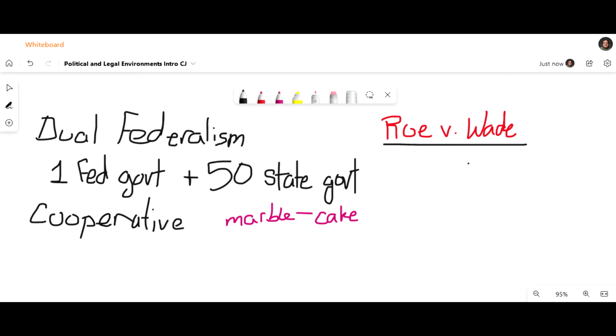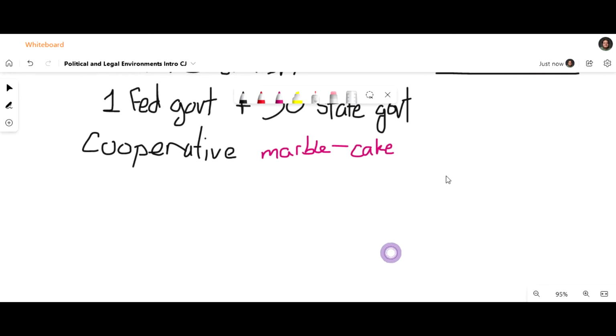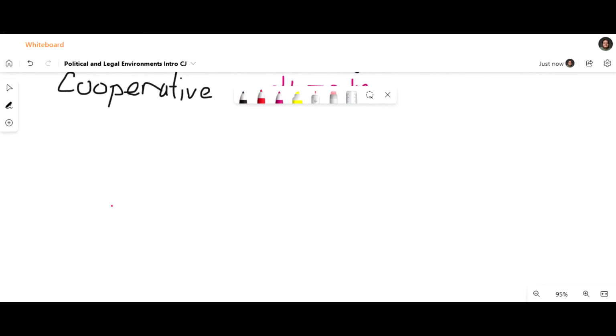So the state court structure itself, each state has their own hierarchy of courts. And it's important to note that oftentimes, not always, but there can be such a thing. I don't want to write it right next to Roe v. Wade. I want to come down a little bit. Okay.